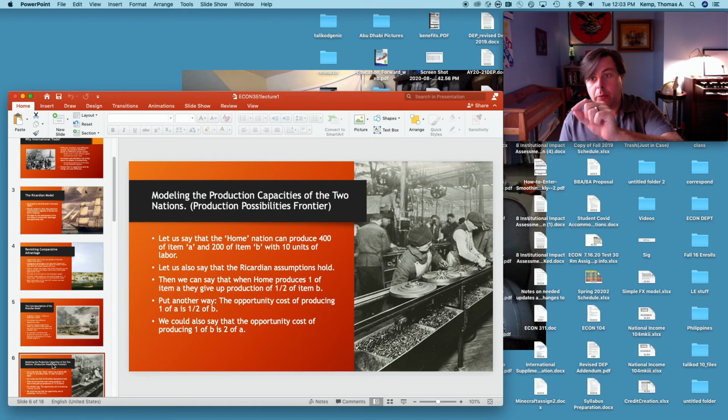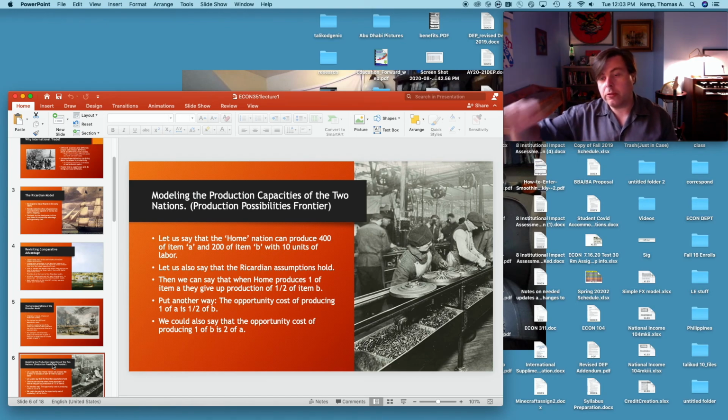Then we've got those 2 points. We're going to label that with 10 units of labor, somewhere top, bottom, side, I don't care. And then we're going to draw a line between those 2 points, a straight line. Why are we going to draw a straight line?